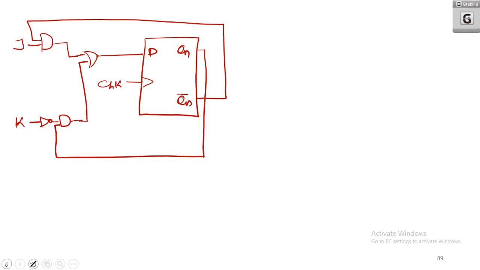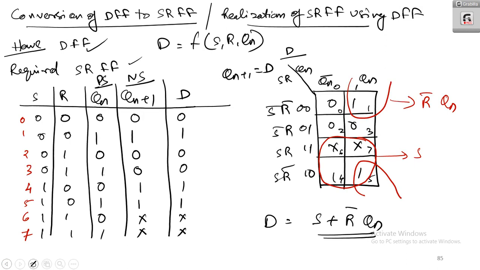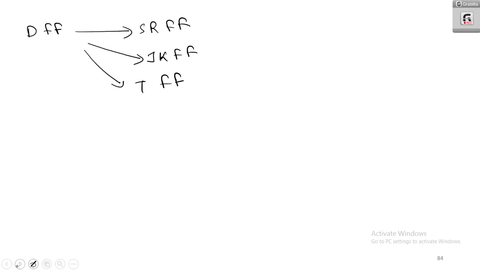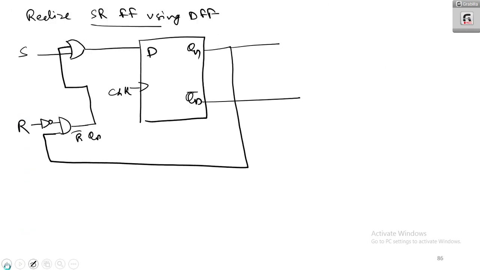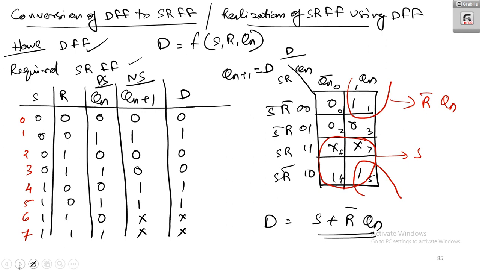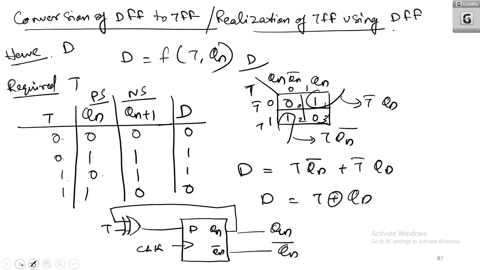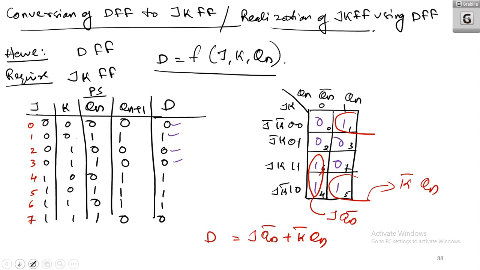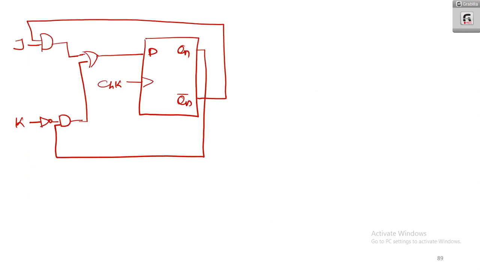Okay. So in this lecture what we have done? We have done conversion of D flip-flop to SR flip-flop. That is, you will get D is equal to S or R bar Qn. Then D flip-flop to T flip-flop. That is, here D is equal to T XOR Qn. And last part we have converted D flip-flop to JK flip-flop. That is, D is equal to J Qn bar or K bar Qn. Okay. So in the next lecture we will be converting T flip-flop into the other formats. Thank you.